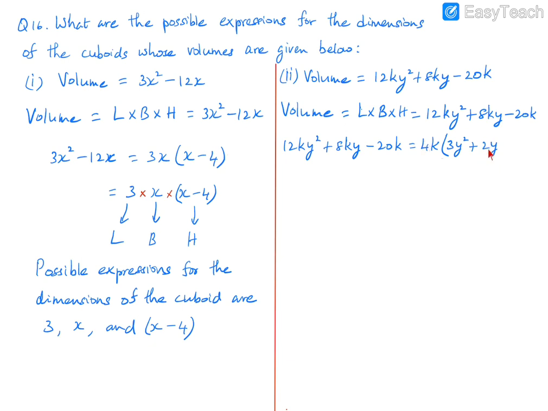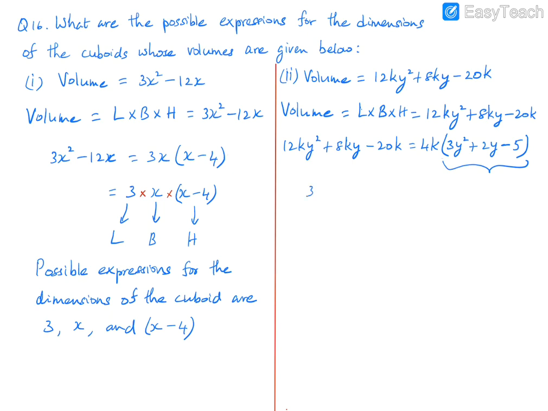So we'll have 4k into 2y, so 4 into 2 is 8, k into y is ky, so 8ky. And then we'll have minus 20k. So because we need minus 20k, we can put 4k into minus 5 will be minus 20k. So we have 4k into 3y square plus 2y minus 5. So now what we can do is we can factorize the term inside the bracket. That is a quadratic polynomial. So we can factorize this further.